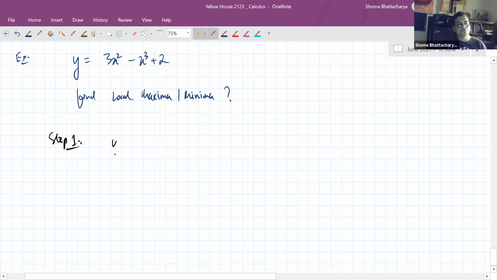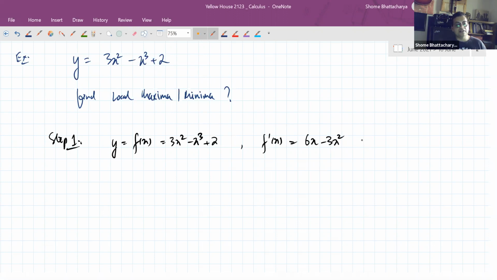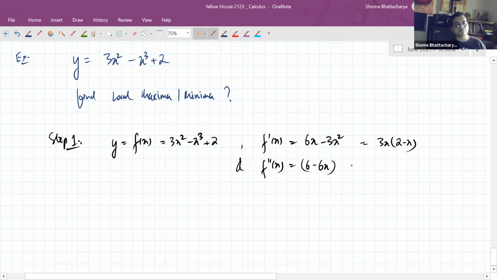So step one, given that the function is this, find the derivative of the function, which is going to be differentiation of this. So that's 6x minus 3x square. Or we can further factorize it and write this as 3x into 2 minus x. And the second derivative will be differentiation of the derivative. So that will become 6 minus 6x, or we can write that as 6 into 1 minus x.